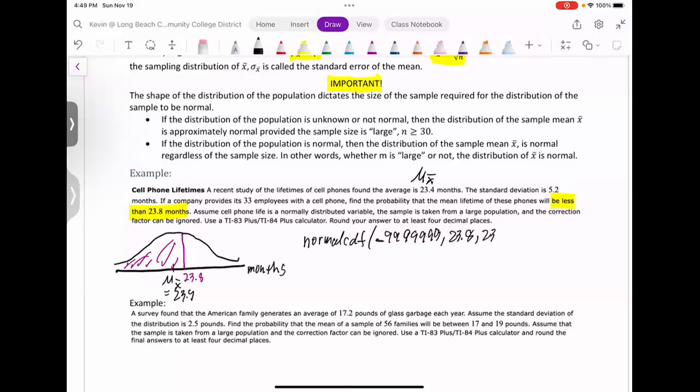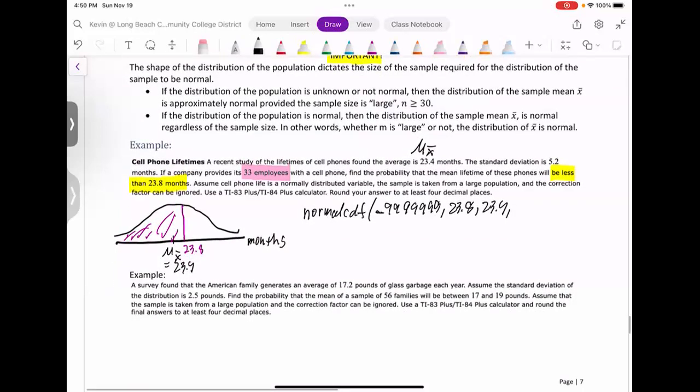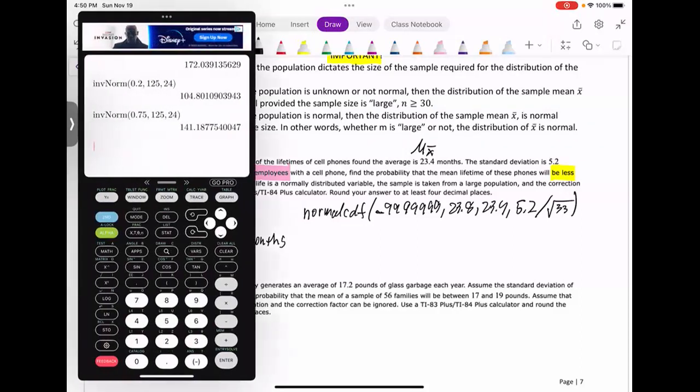Our mean is 23.4. Now our standard deviation is going to change because we have a sample. And in this case, the sample is the 33 employees. So you can see the standard deviation up top there. Our standard deviation in this problem is 5.2. But I have to divide that by the square root of n, which in this case is 33. Here's how we put that in. Now, we have to do this whenever there's a sample. So that's what you're looking for in your homework and stuff.